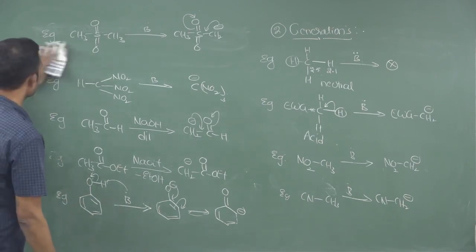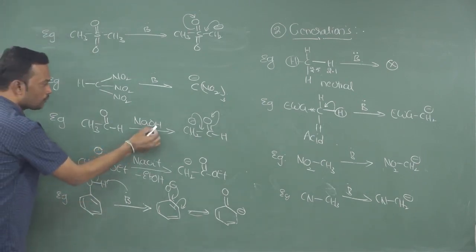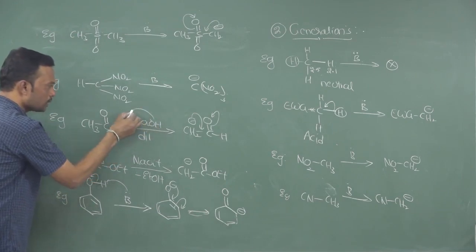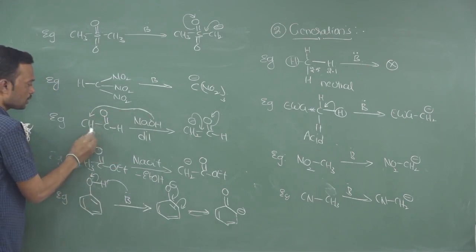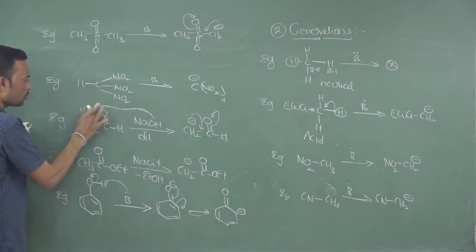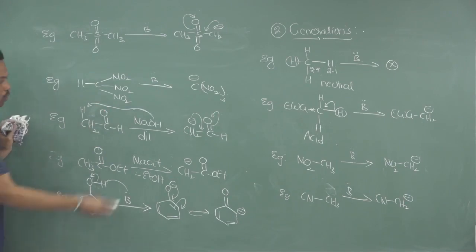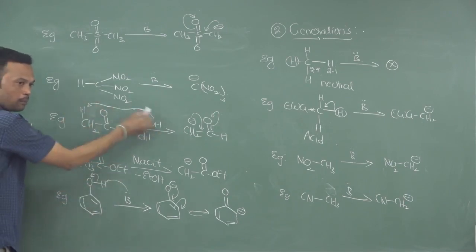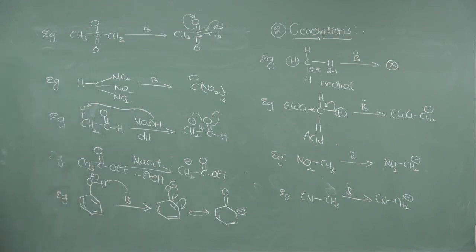Whatever direction you want to write, don't think it is right. Always some rules will be there. Always the base will take this proton. Base will take this proton from this hydrogen. So suppose here 3 hydrogens are there, 1 hydrogen. This hydrogen is taken by this base or nucleophile. Nucleophile to electrophile. Base to acid. That is a rule.